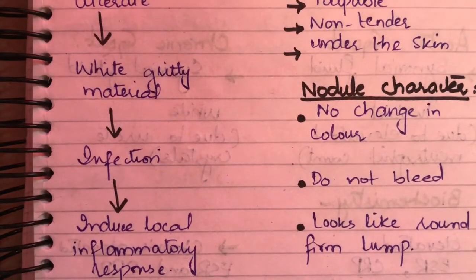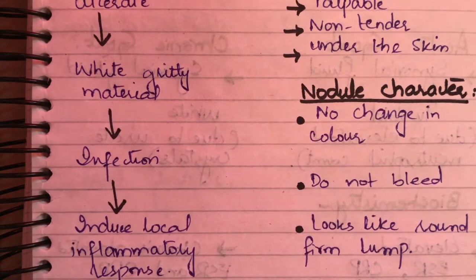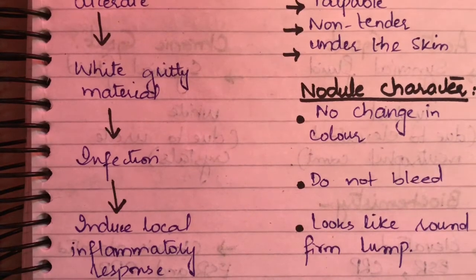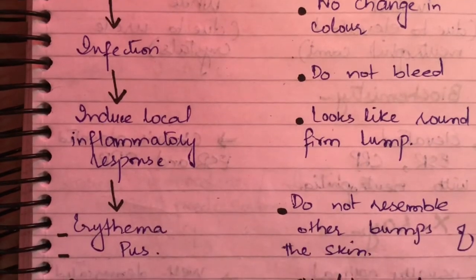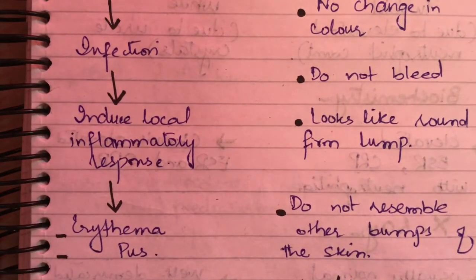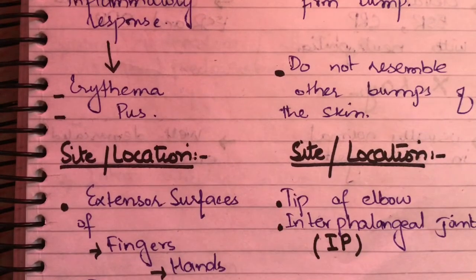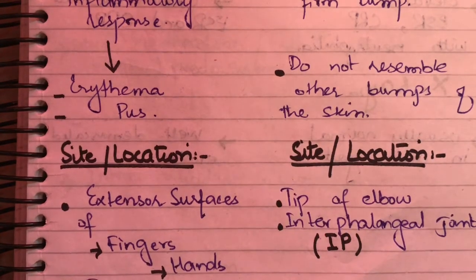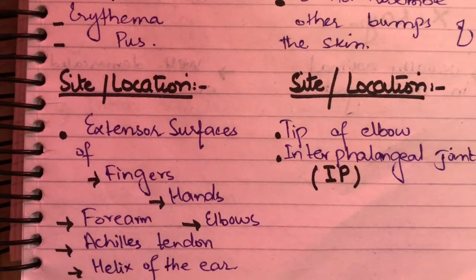It looks like a normal, round, firm lump on the extensor surfaces of the elbow or other extensor surfaces of the body, and it does not resemble other bumps of the skin. While we look at the sites of formation for tophus and rheumatoid nodule: in case of tophi, we have extensor surfaces of fingers, extensor surfaces of hands, extensor surfaces of forearm, elbow, Achilles tendon, and helix of the ear. While for the rheumatoid nodule, we mostly have the tip of the elbow or interphalangeal joint.